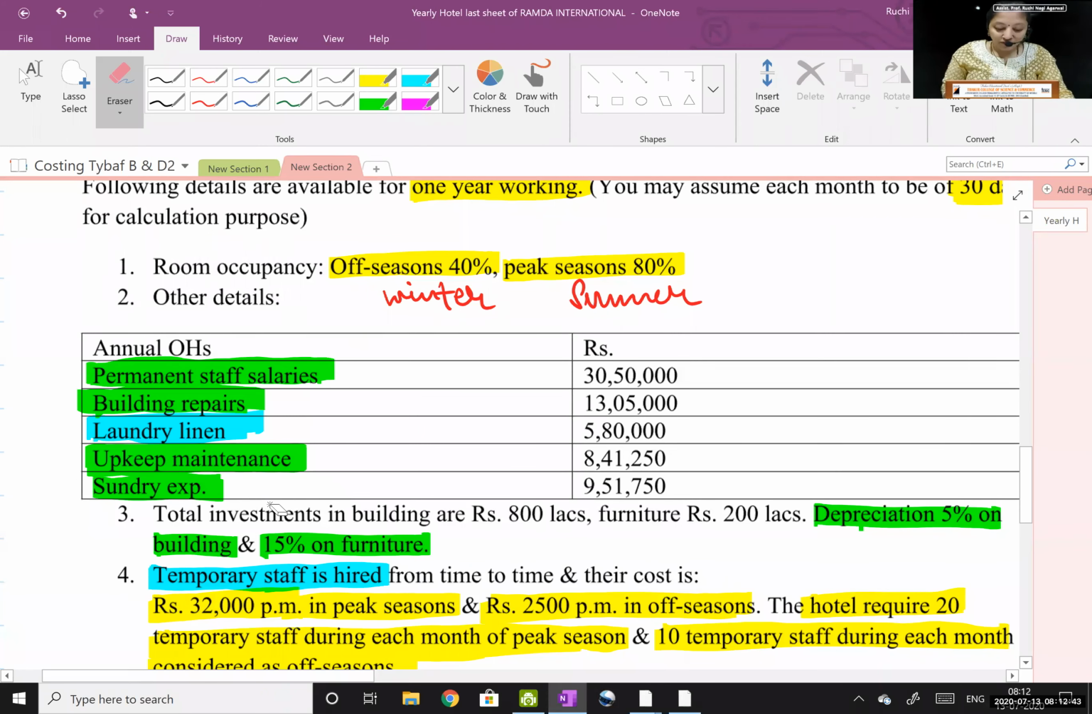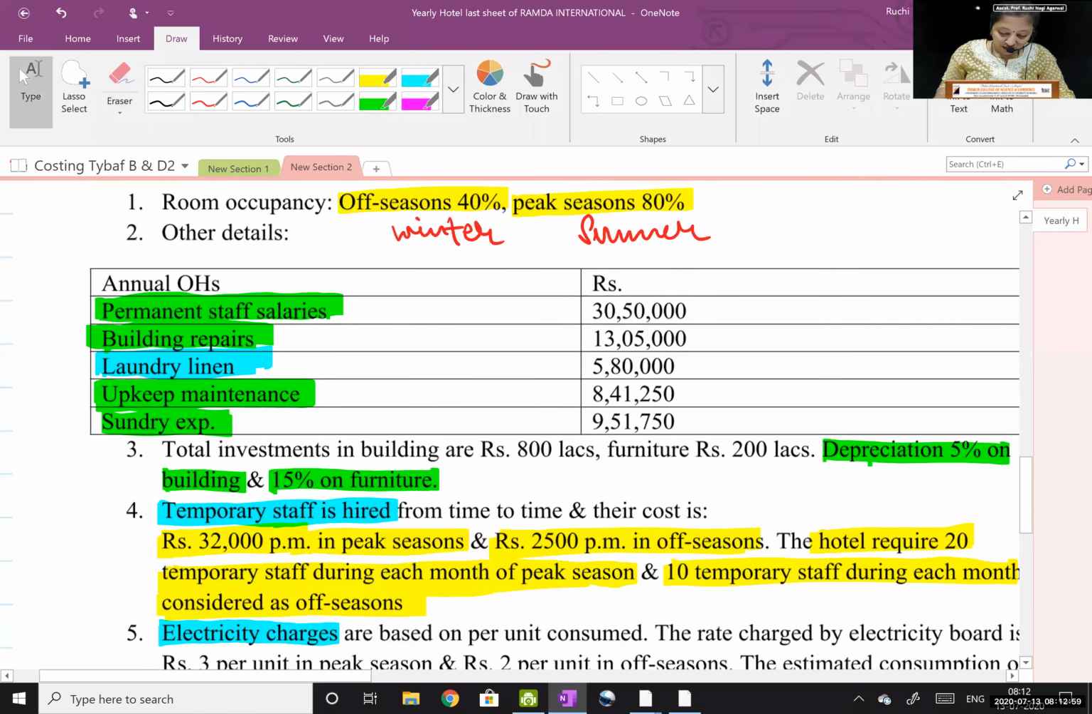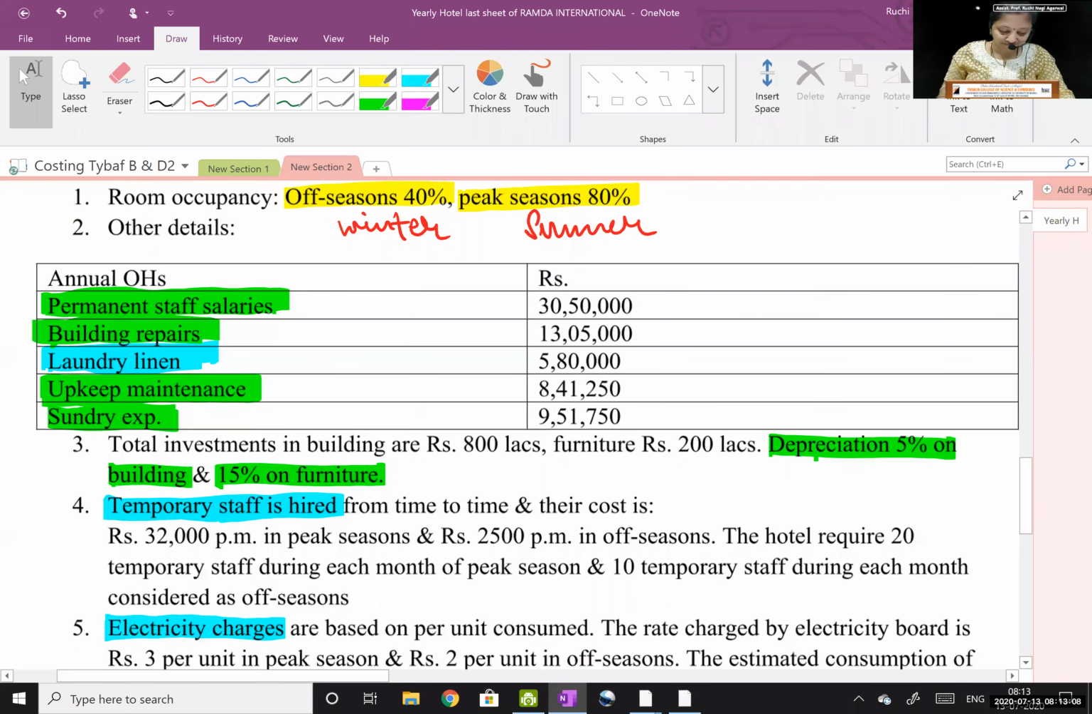Next, total investments in buildings are rupees 800 lakhs, furniture rupees 200 lakhs, depreciation 5% on building and 15% on furniture. So in this sum, my depreciation is going to be a fixed cost. Temporary staff salary hired, yes. Now, this is important, obviously. I'll tell you how. Temporary staff hired. Obviously, with the word temporary, it is a variable cost.